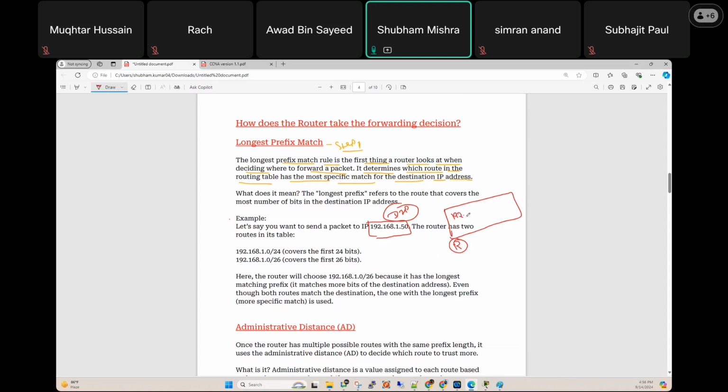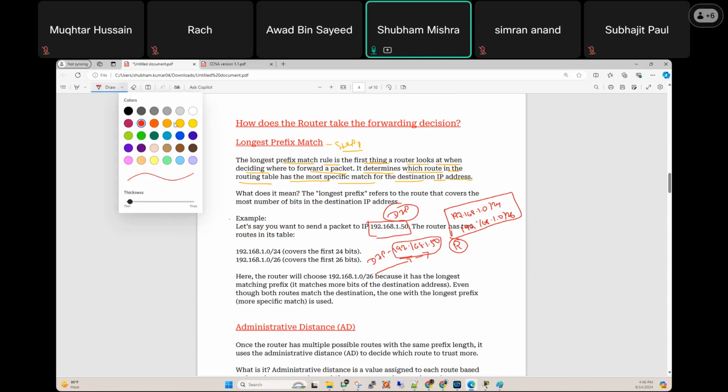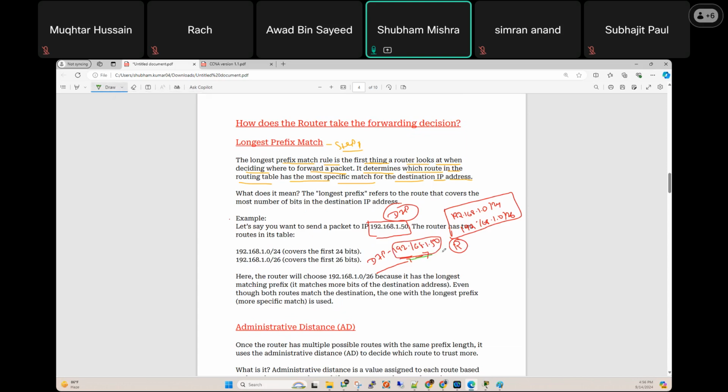For example, 192.168.1.0/24 and 192.168.1.0/26. Two routes are there. You are sending a packet. What is the destination IP address in your packet? 192.168.1.50. This is the destination IP address you are sending. The router will receive this packet. What will this router do? This router checks the routing table.